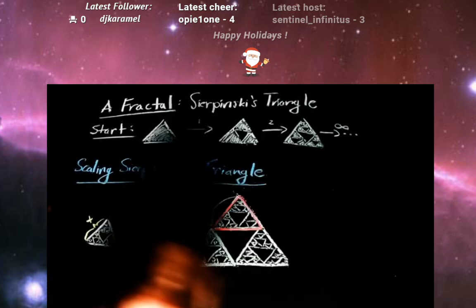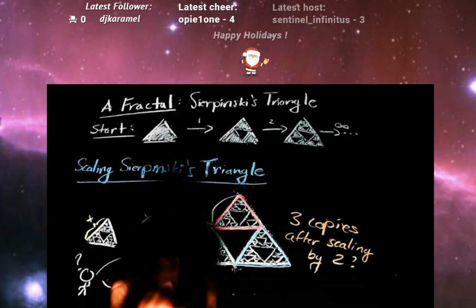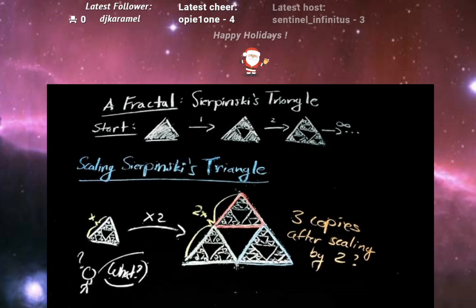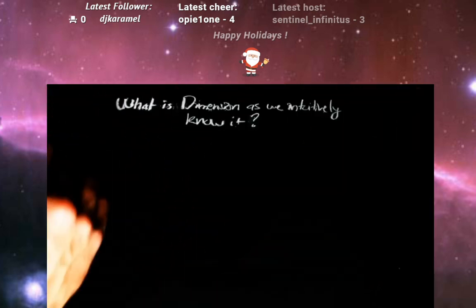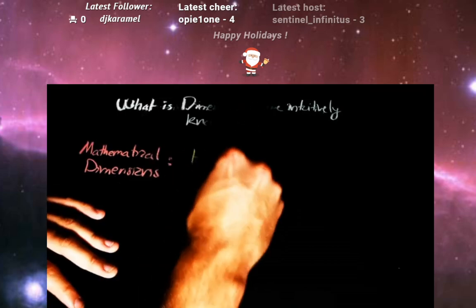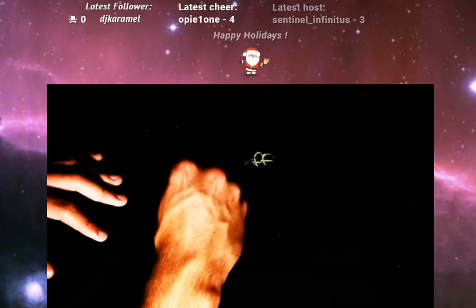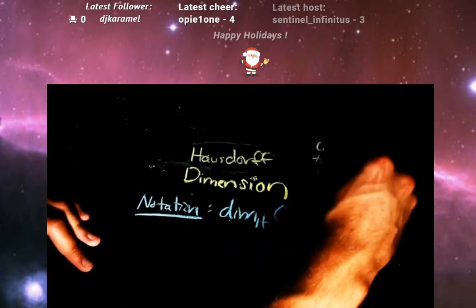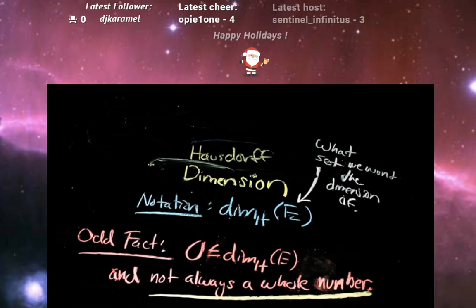When you scale this triangle by a factor of 2, you get 3 copies of it. So what's its dimension? Mathematicians would be careful and specify what kind of dimension we were talking about, but it just so happens that this intuitive version of dimension falls in line with what is called the Hausdorff dimension of a set. However, the Hausdorff dimension of a set is a bit more general and can be any number greater than or equal to 0, which is a bit mind-boggling.